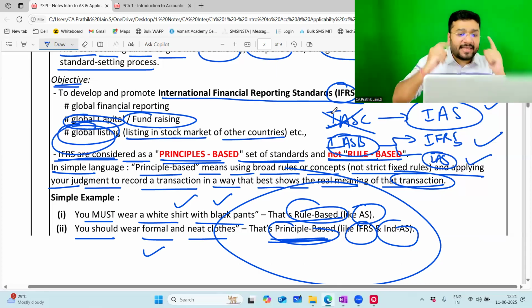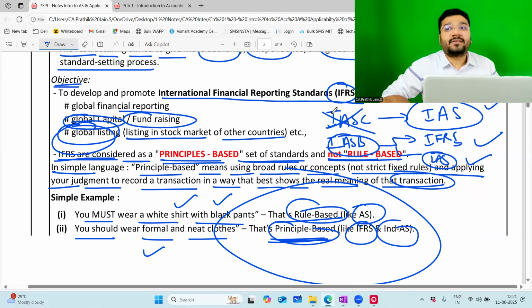So IFRS and Ind AS are what based? Principle-based. Whereas accounting standard is rule-based.